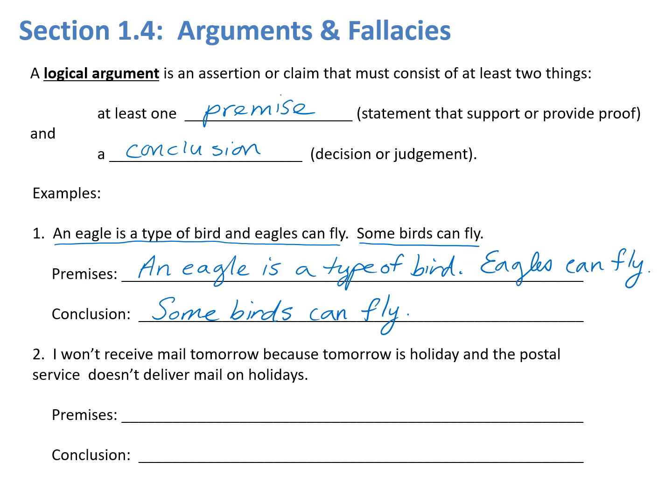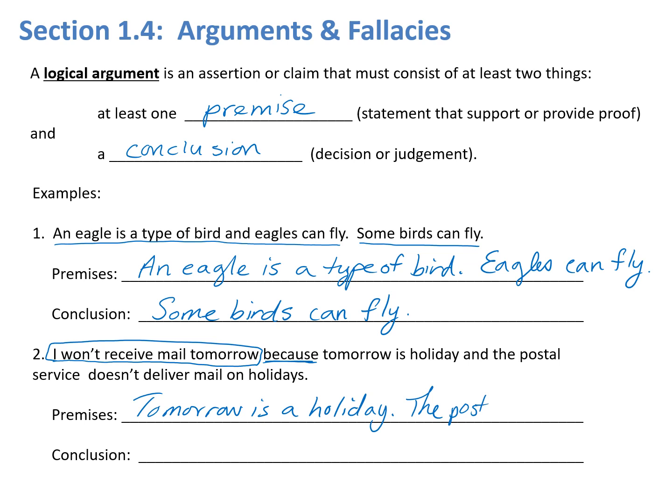A second example, I won't receive mail tomorrow because tomorrow is a holiday and the Postal Service doesn't deliver mail on holidays. So the first statement here says, I won't receive mail tomorrow. If you think about that, that's actually the conclusion. We have following it the reasoning. Remember, the premises are the reasoning, and the reasoning comes after the word because: tomorrow is a holiday. So that's a reason, and the Postal Service doesn't deliver on holidays. Didn't quite give myself enough room. So those are the reasonings behind then drawing the conclusion, I won't receive mail tomorrow.